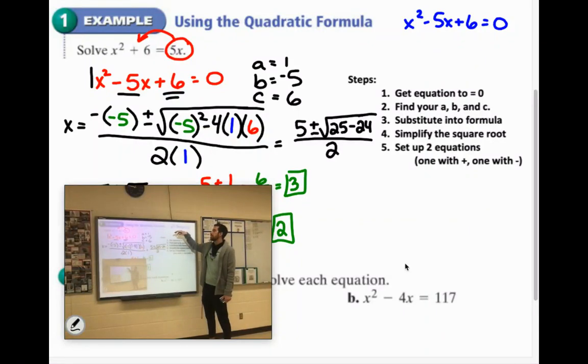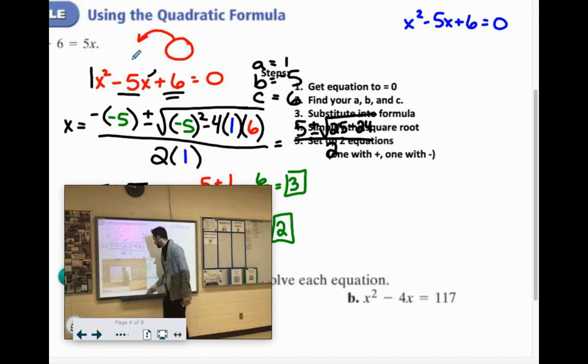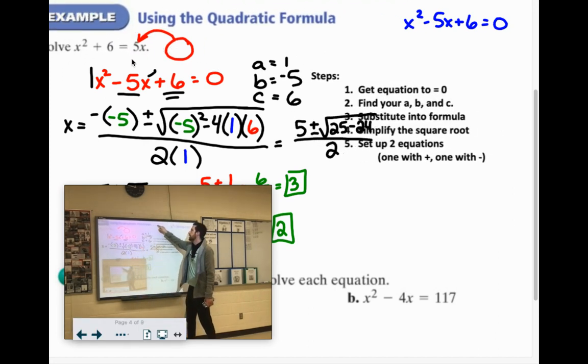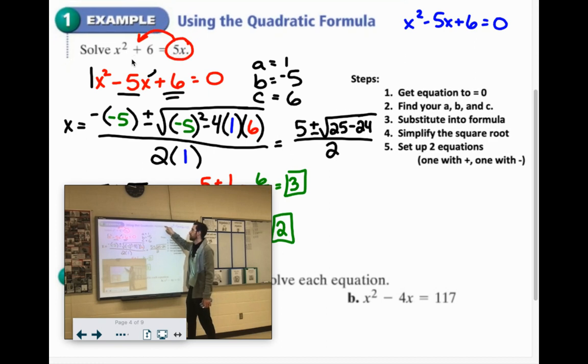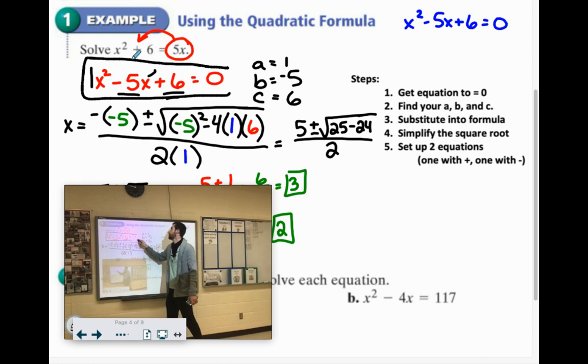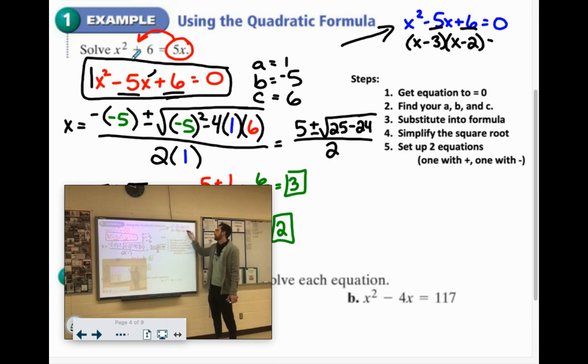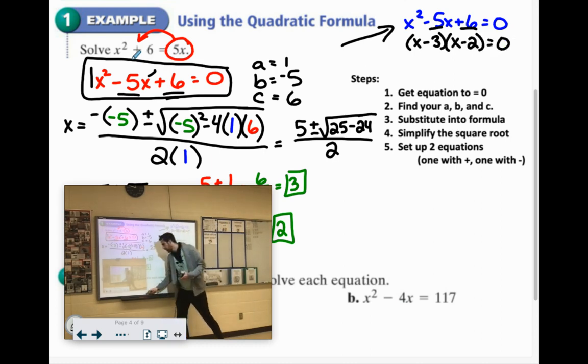What I want to show you at the end is, if you had the problem x squared minus 5x plus 6, which we did here. If we had this equation, I just rewrote it over here. And I figured out, what two numbers multiply to 6 and add up to -5? That would be x minus 3 times x minus 2, which we did when we were solving by factoring.